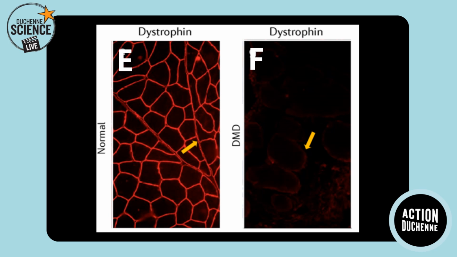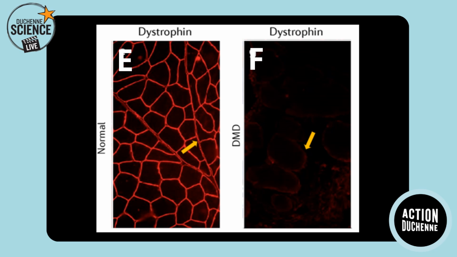On the left-hand side, you've got, again, a cross-section of a muscle from a healthy individual. On the right-hand side, you've got a cross-section of a muscle from someone who has Duchenne muscular dystrophy. The red lines that you can see pointed by the yellow arrows are actually dystrophin itself, the protein distributed across the muscle. You can see on the left-hand side that there's a nice distribution of dystrophin. There's plenty of dystrophin present. However, in the image on the right-hand side, you can see that there is little to no dystrophin present.